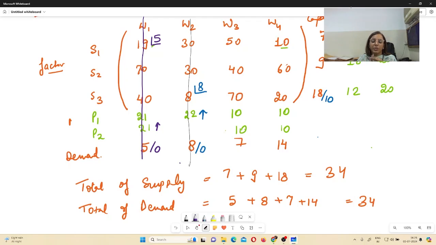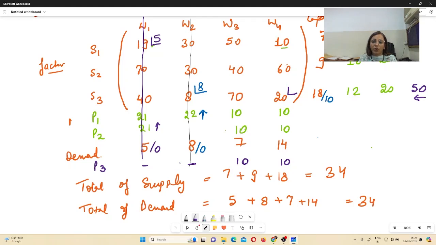The difference between the two least costs in each row and column. Differentiate between them, and from all the penalties we have to find out the maximum one. So in this case the maximum one is 50. Now you have to give the allocation to S3, and the lowest one we will select. The lowest one is 20.